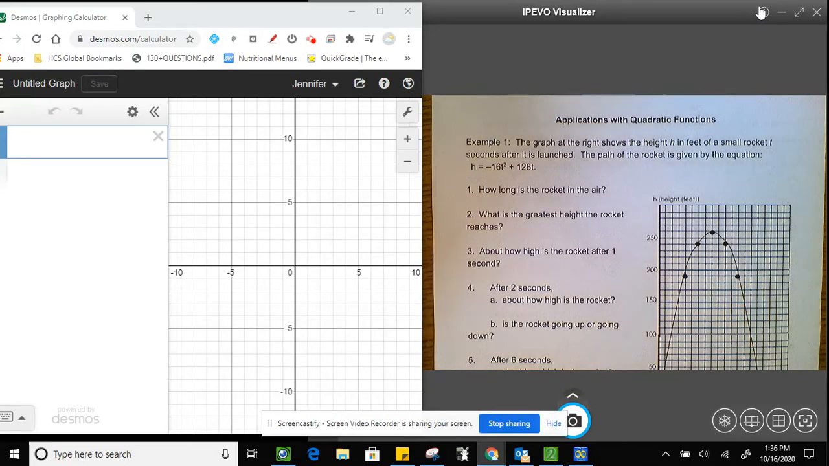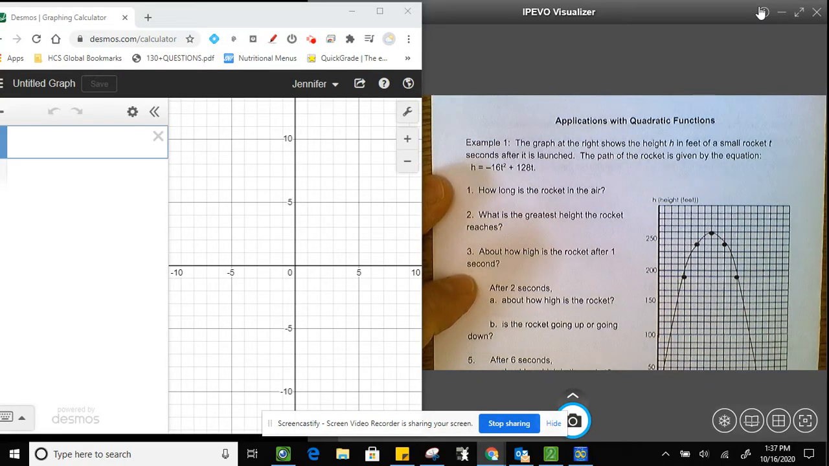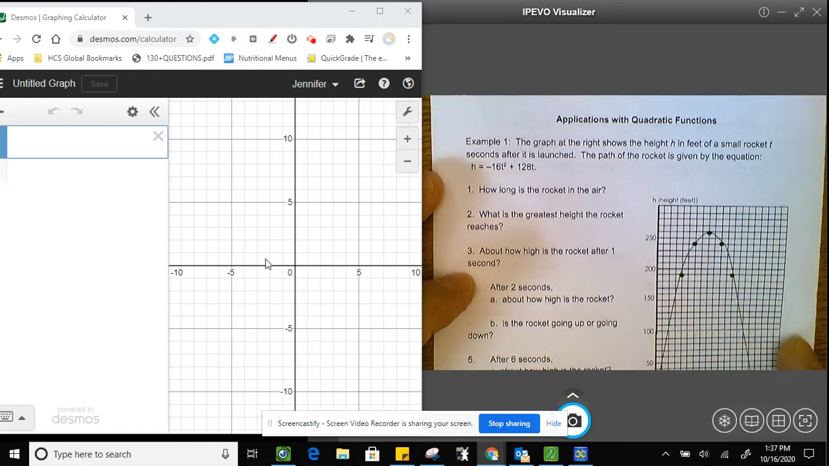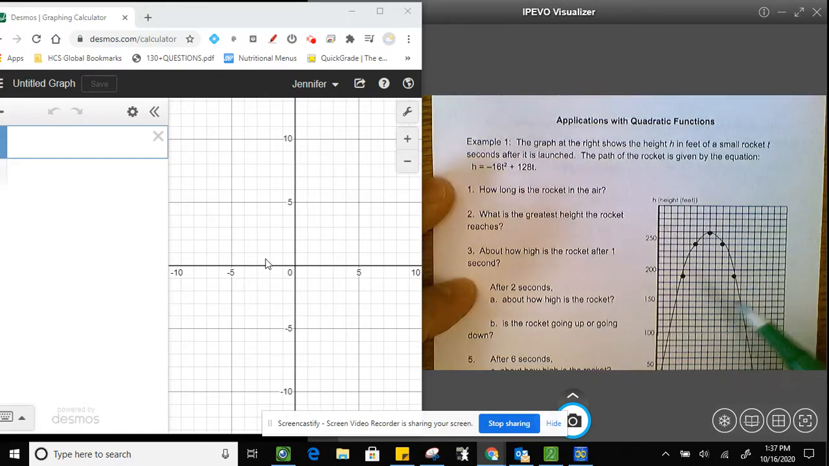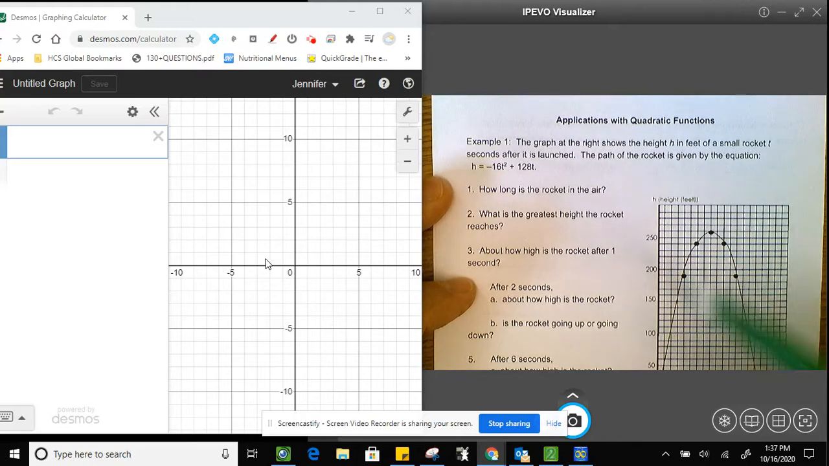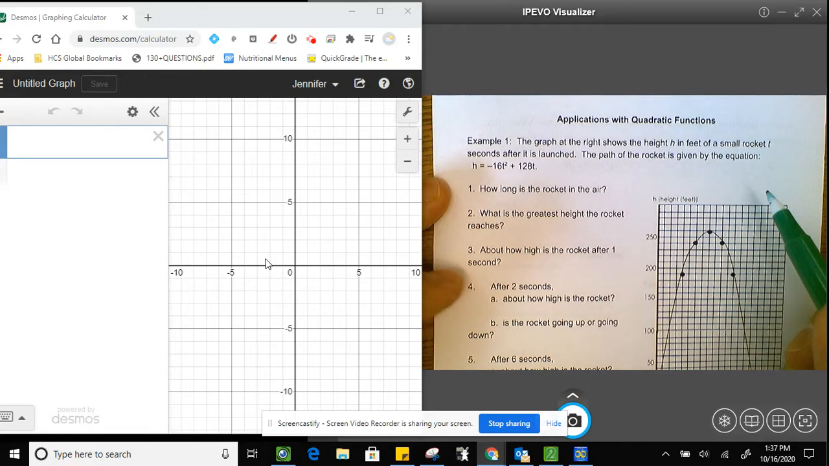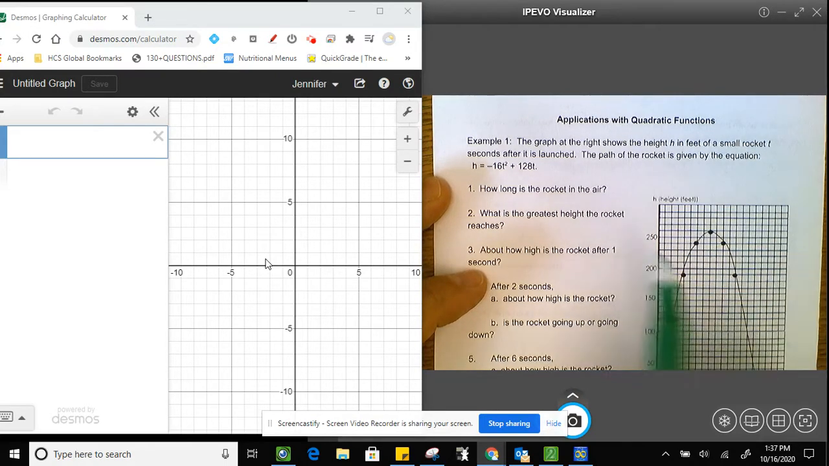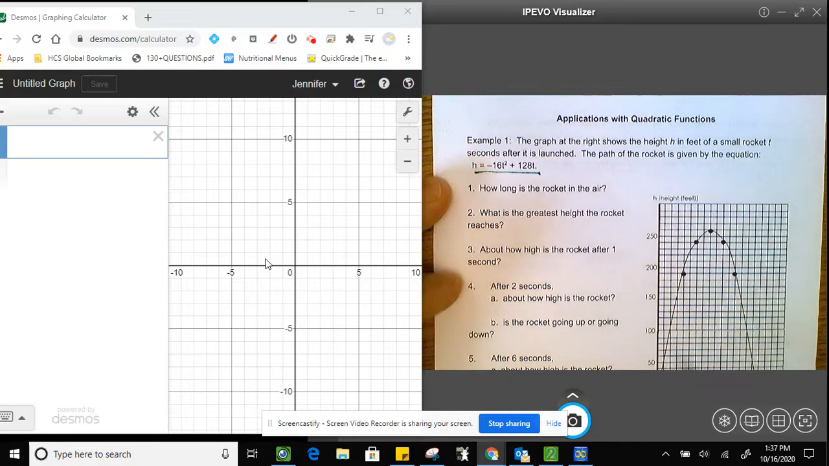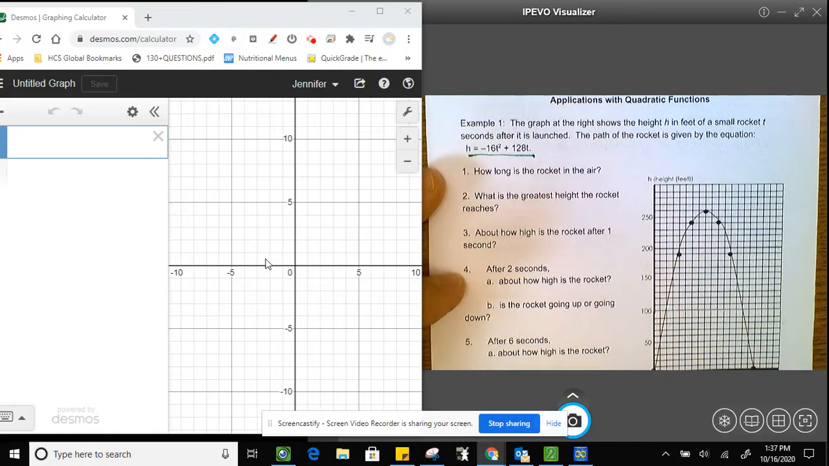All right, so today we're going to use some of the stuff we talked about in the last unit with all of our graphs to look at some real world scenarios. And I have my Desmos window open because Desmos makes this a lot easier. So this situation is a small rocket has been launched into the air. The path of the rocket is given by this equation. So this models the path of the rocket, and then here we have the picture.